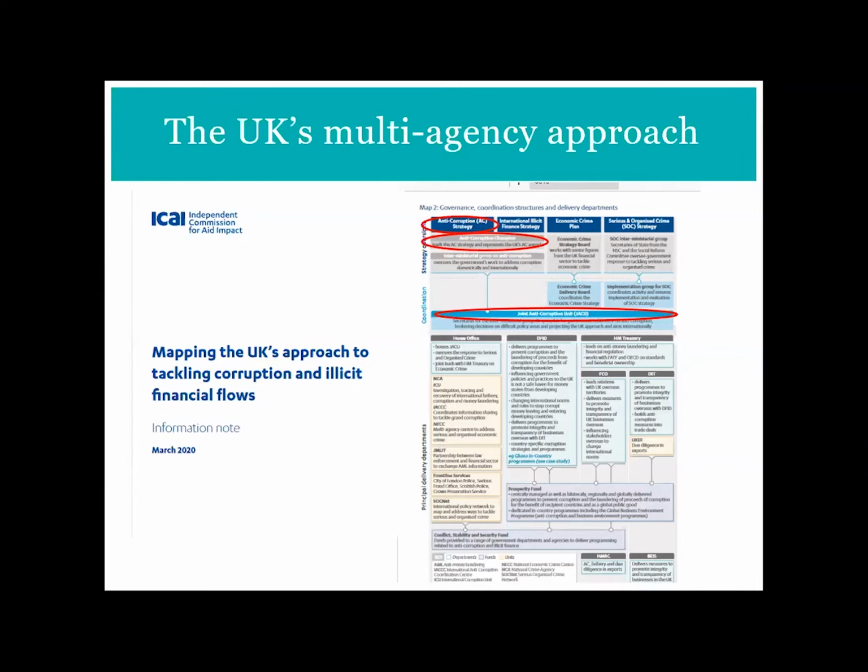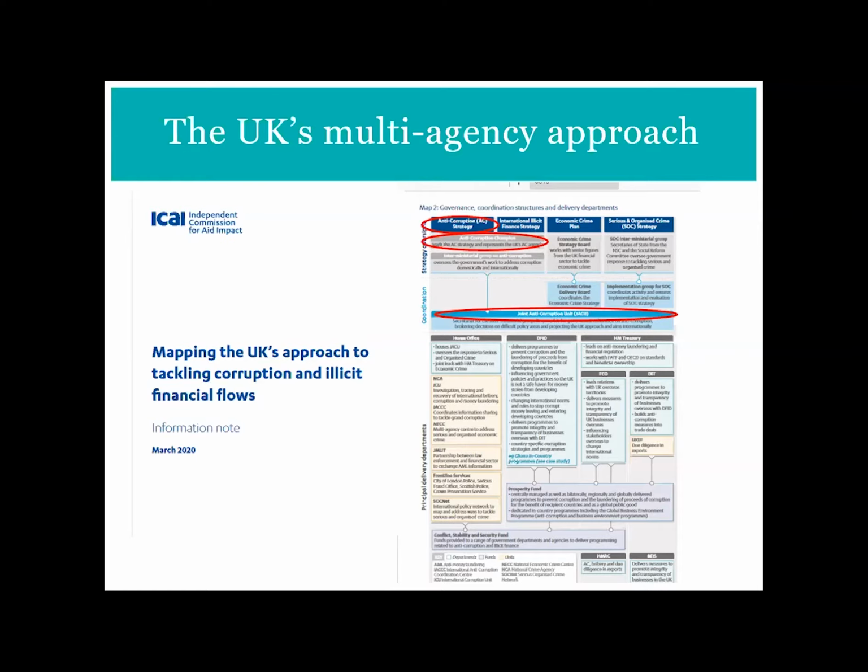Notwithstanding that slightly obscure route, this is the most comprehensive map you will find of the UK's anti-corruption governance. The fact that it's all neatly squared off and put in boxes makes it look a lot more logical and structured than it is in reality. If you drill down into the detail, you'll see that there are literally dozens of departments and agencies, each of which has a little bit of responsibility for tackling corruption.